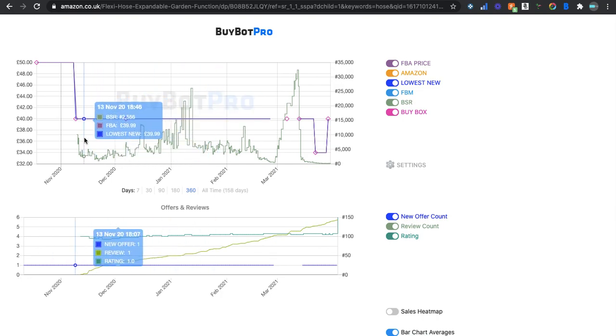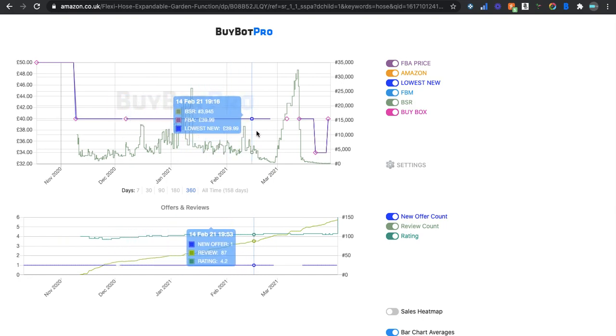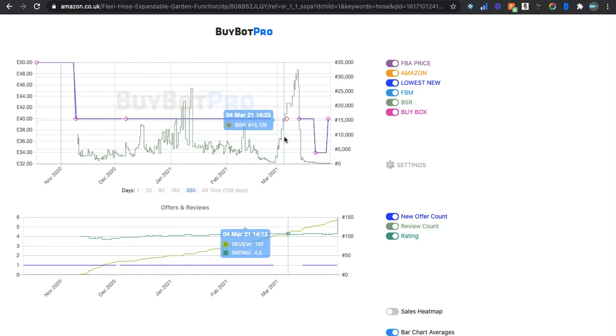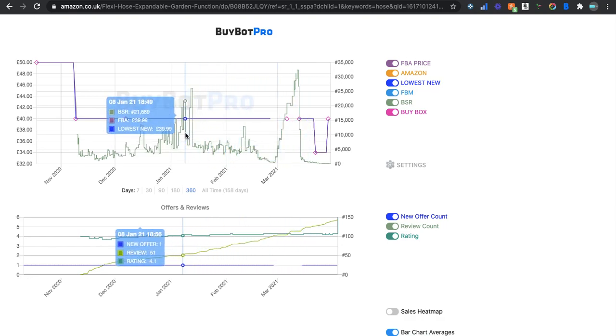If, for example, this was normally selling at £15 here, and then it went back up to 39, and then it went back down to £15 here, for example, okay? That would not be a good buy unless you were willing to wait for the price to go back up to $39.99. Otherwise, we would obviously be losing money because we're buying it for £15.